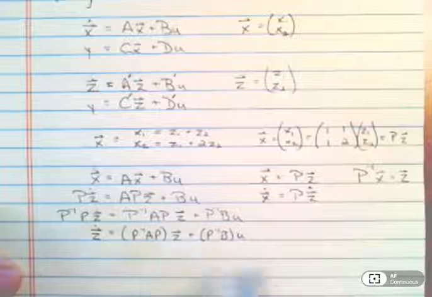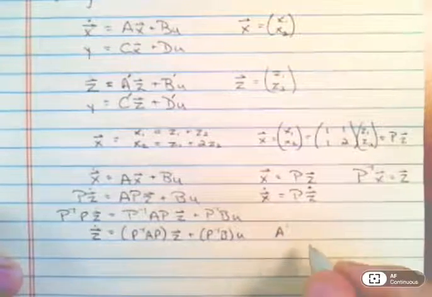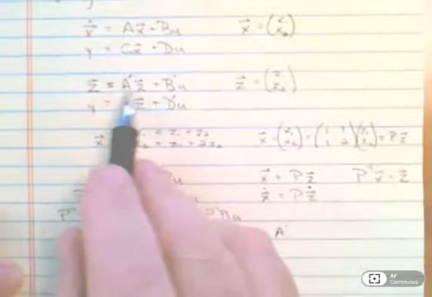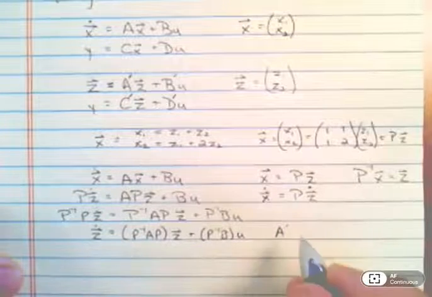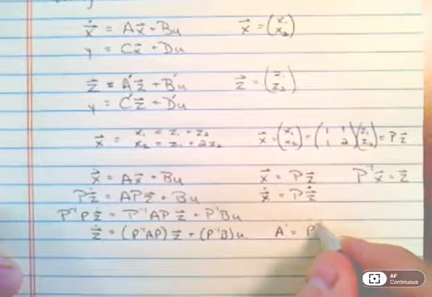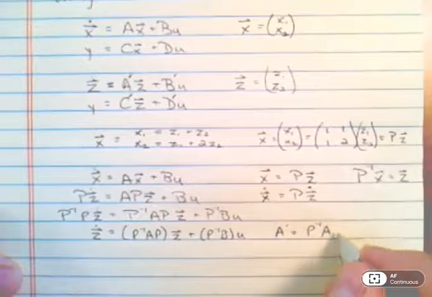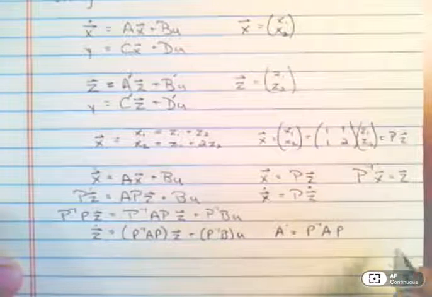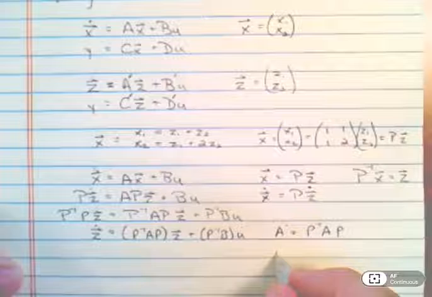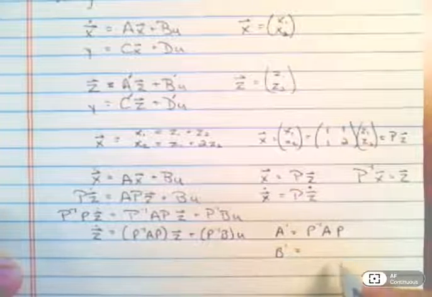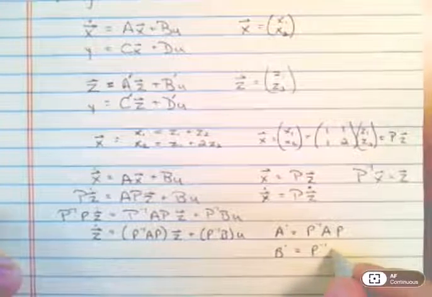And in this case, the A prime, the A matrix that was in your representation when you use z, is equal to P inverse times my A matrix times P. And your B vector, which is B prime, is equal to P inverse times my B.